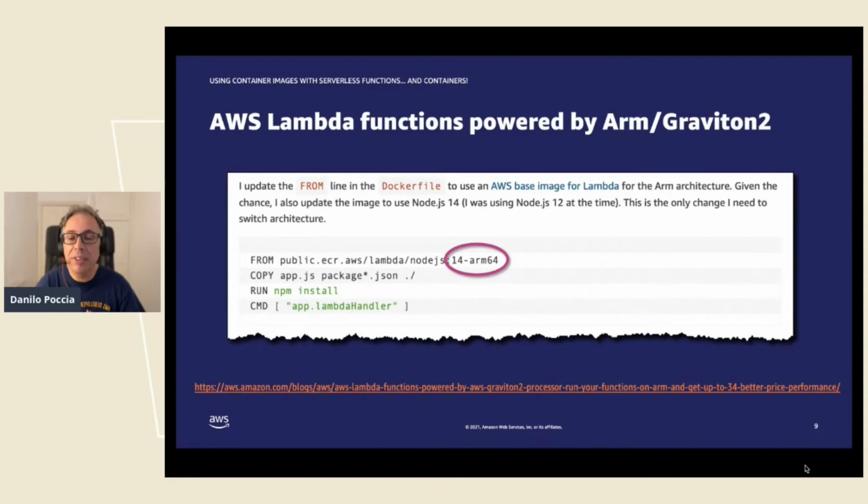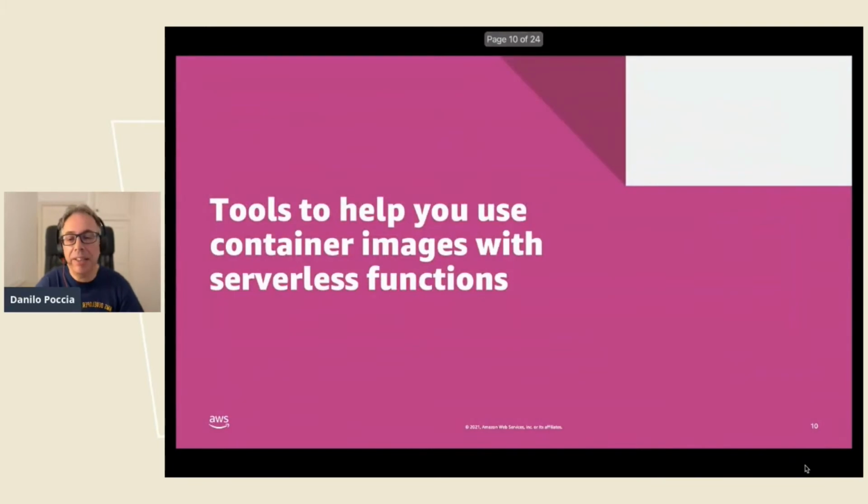In the blog post that I link here, I described a few ways in which you can test, maybe in parallel, to move a little bit of traffic, maybe 1% of your traffic onto ARM, and then you can use tools like Alex Casalboni's Lambda Power Tuning to compare the results. And depending on your application, you might just need to change the base image, like I did in this example, to be the one for Node.js 14 for ARM, and everything else comes automatically.